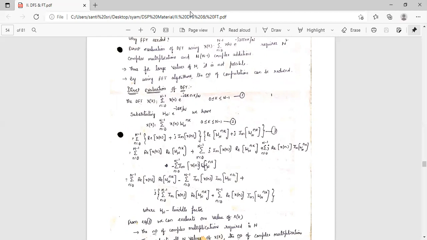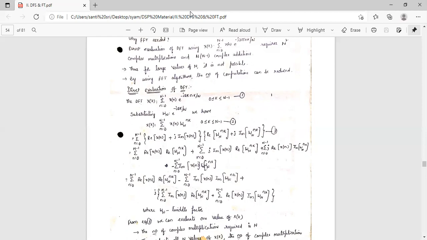Now substituting omega N equal to e power minus j 2 pi by N. So replace e power minus j 2 pi by N by omega N. So it will become omega N power n k. So X of k equal to sigma n equal to 0 to N minus 1 x of n into omega N power n k, where k is in between 0 to N minus 1. That is equation number 2.